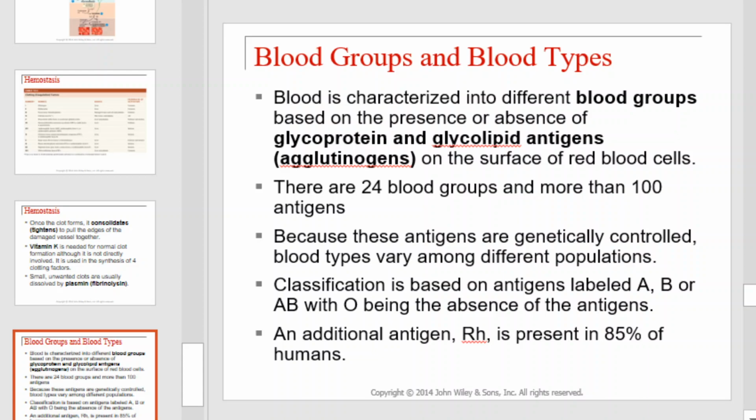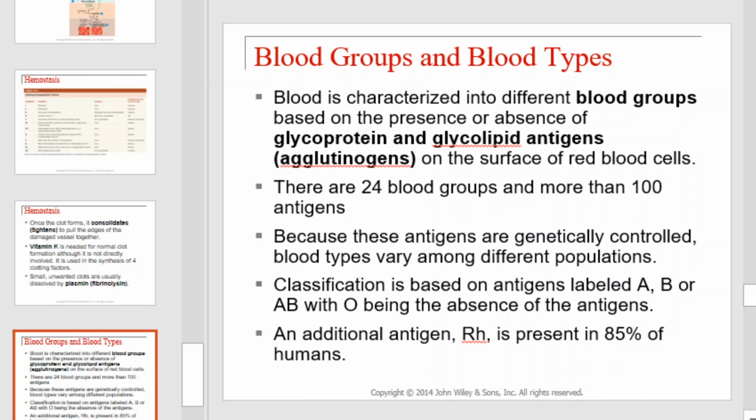Blood groups and blood types. Blood is characterized into different blood groups based on the presence or absence of glycoprotein and glycolipid antigens, also known as agglutinogens, on the surface of red blood cells. There are 24 blood groups and more than 100 antigens.